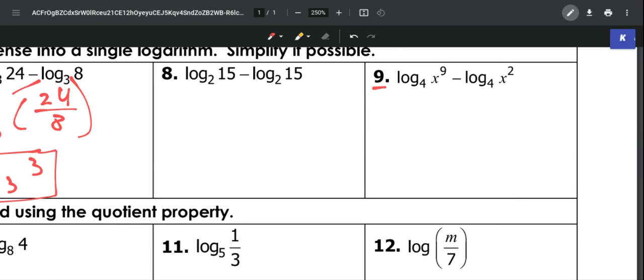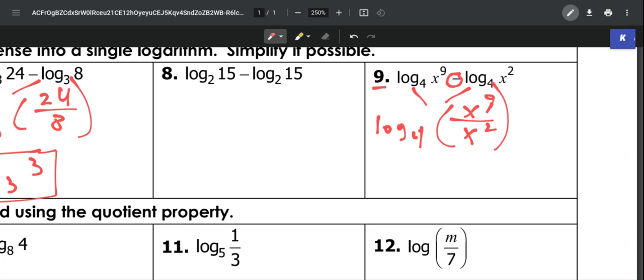Then we'll look at a little bit of a harder version. So in number 9, we've got log base 4 of x to the 9th power minus log base 4 of x squared. So this minus tells us we're going to condense this, and it's going to be a quotient property problem. So we'll condense this by saying just 1 log base 4 of x to the 9 over x squared. Since that was a subtraction, we divide those two, and that will end up giving us log base 4 of x to the 7th.